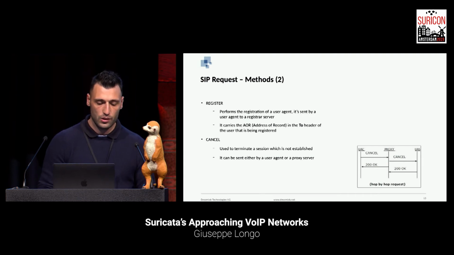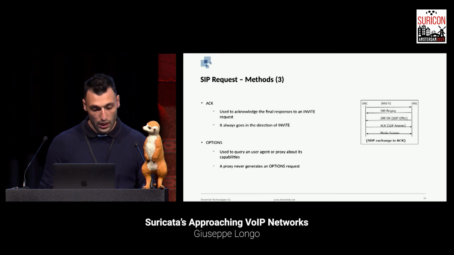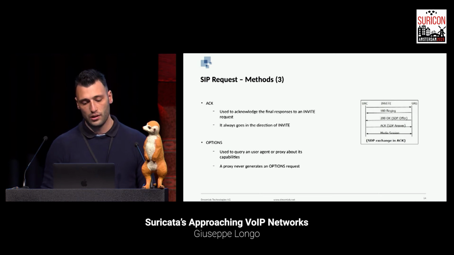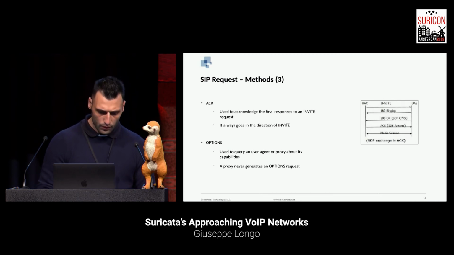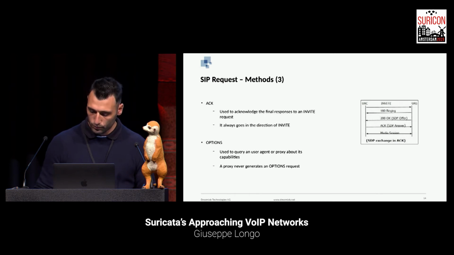A CANCEL is used to terminate a session which is not established, and it can be sent either by a user agent or a proxy server. ACK is used to acknowledge the final response to an INVITE request, and it always goes in the direction of INVITE. OPTIONS is used to query a user agent or a proxy about its capabilities, and a proxy never generates an OPTIONS request.